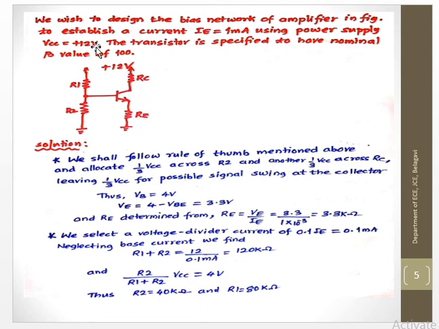To find the values of R1, R2, RC and RE, we follow these thumb rules. We shall follow the rule of thumb mentioned above and allocate one third VCC across R2. One third VCC across R2 means the voltage at the base terminal will be one third of VCC, which is 4 volt. So VB is 4 volt at this point. Since VBE for practical calculation is considered as 0.7 volt, the voltage at the emitter terminal VE can be given as 4 minus 0.7, that is 3.3 volt.